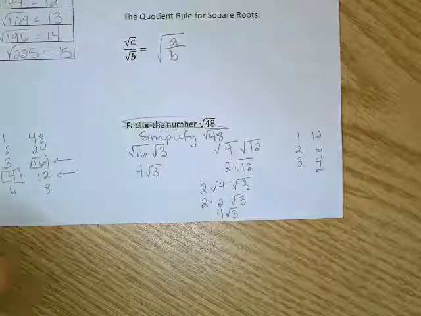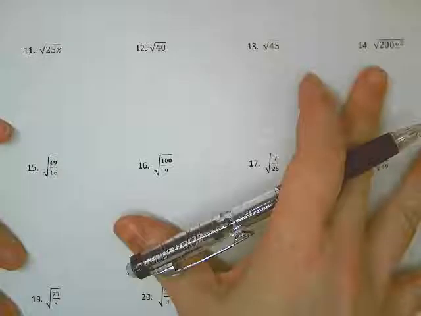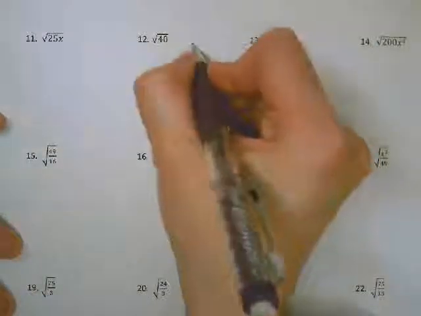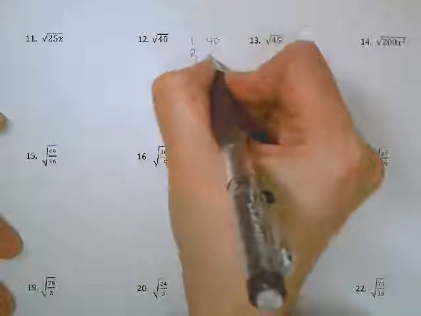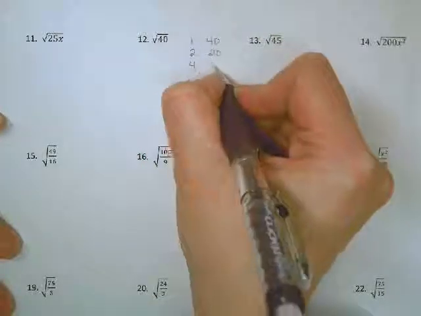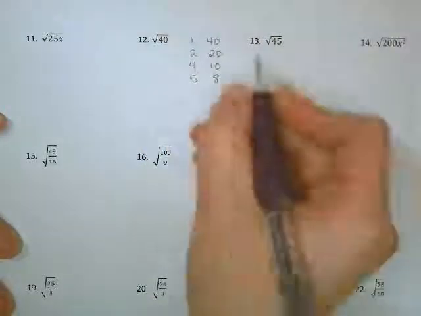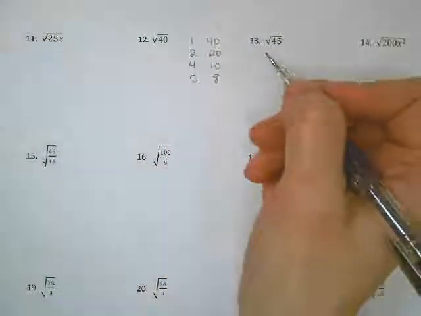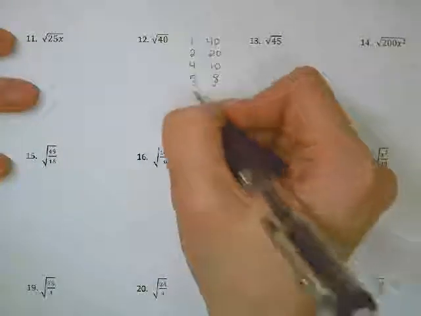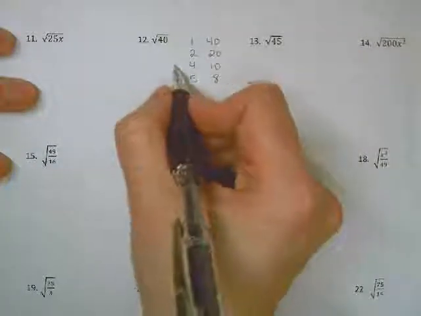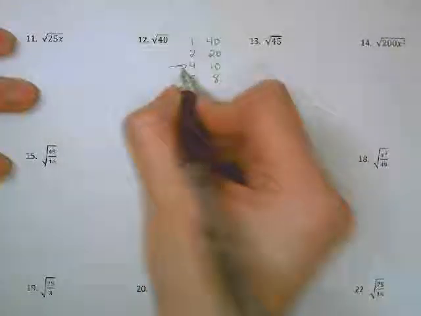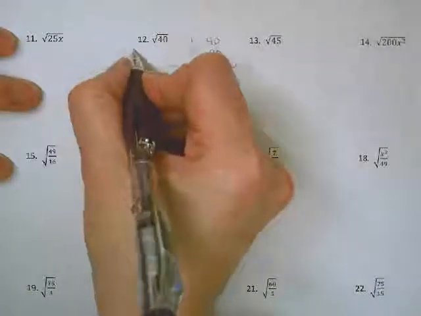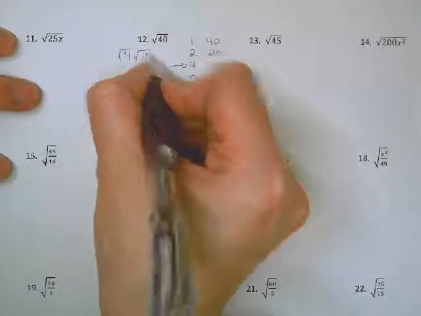So if I switch over to the back side, I'm going to do a couple here. Let's try the 40. So if I factor 40, I got 1 and 40, 2 and 20, not divisible by 3, 4 and 10, 5 and 8, not divisible by 9, and then I'm back to, not divisible by 6 or 7, then I'm back to 8 and 5. So the only one here that has a perfect square root is the 4 and 10. So I would rewrite this as the square root of 4 times the square root of 10.